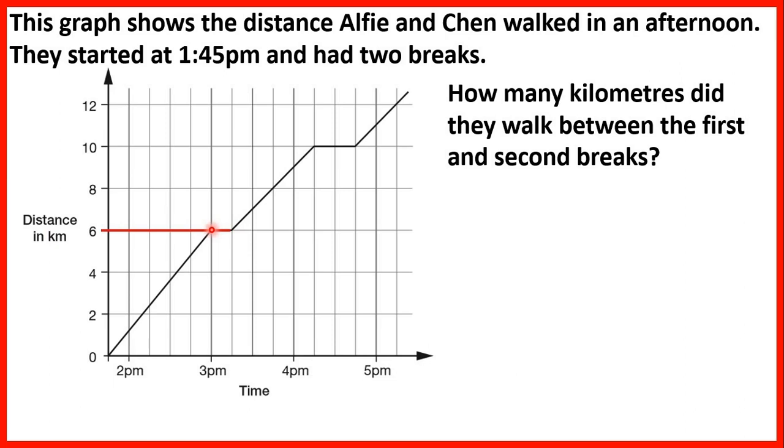So they had their first break here when they'd walked 6 kilometres, and then they had their second break here when they'd covered 10 kilometres altogether. Now we want to know how many kilometres they walked between, so the space between 6 and 10. So we need to find the difference, and 10 minus 6 is 4, so they walked 4 kilometres, because on their first break they were on 6, and then they walked another 4 kilometres, so that they were on 10 kilometres by their second break.